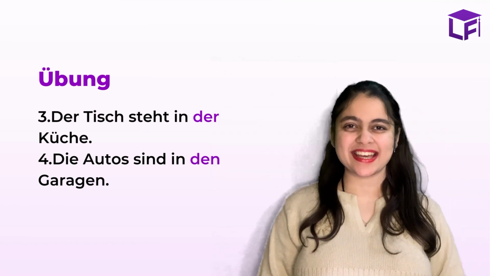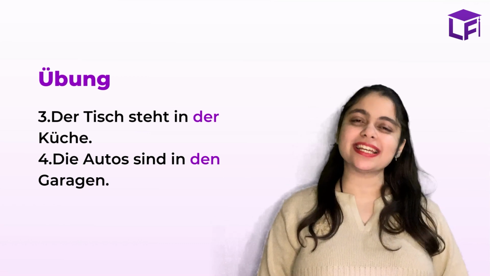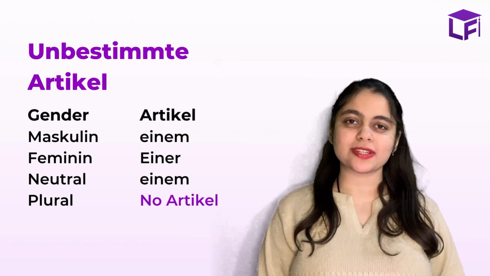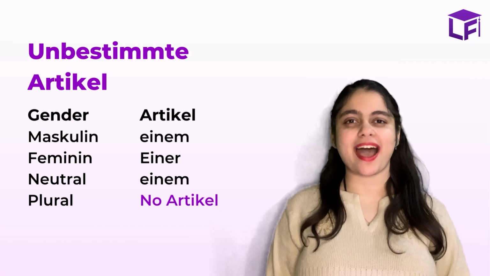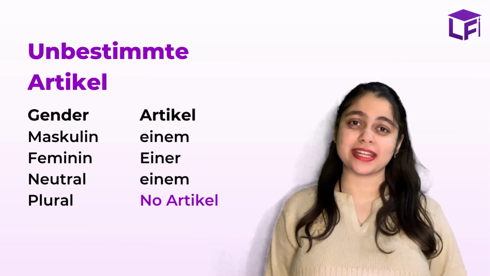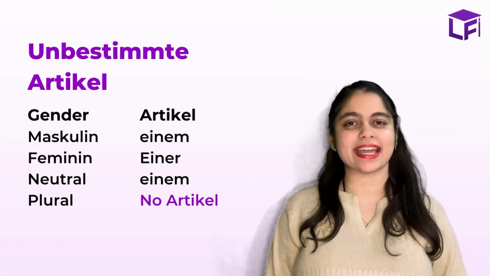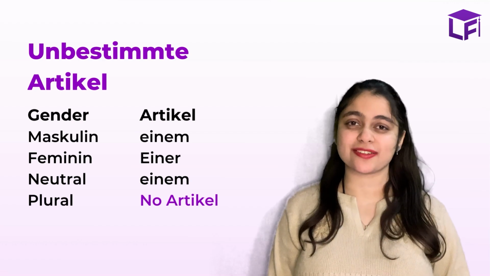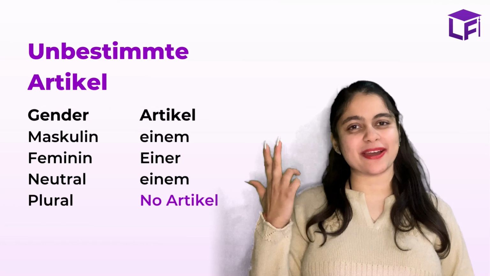Amazing work. Alright, since our bestimmte article for the dative case are done, let us now do the unbestimmte article for the dative case. Here you go. The unbestimmte article for the dative case, masculine, says einem. For feminine, it is einer. And for neutral, it is einem. Alright, so for the unbestimmte article in the dative case, we have einem, einer, einem.